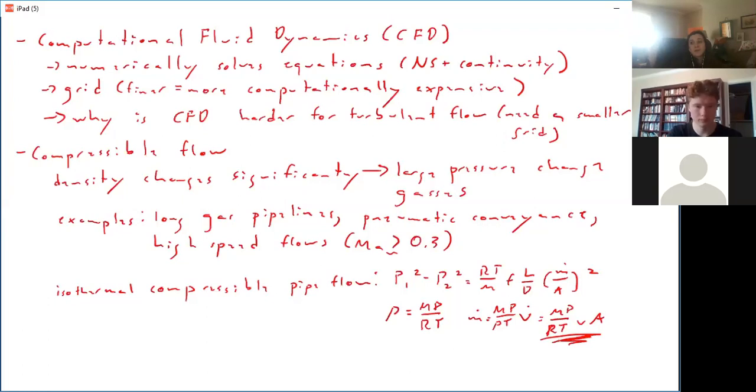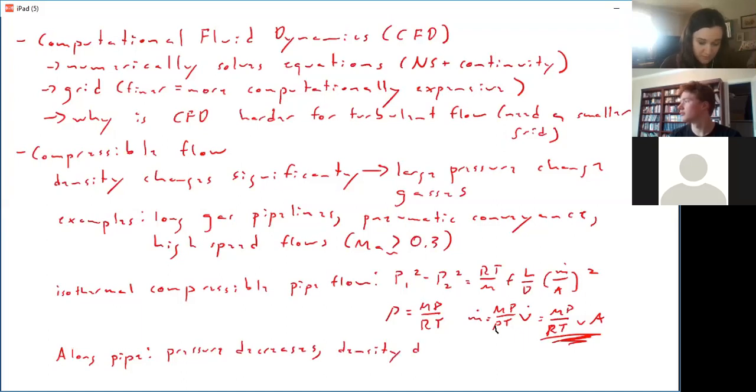We also talked about what this means. So if you're going along a constant diameter pipe and it's compressible flow, what will happen to velocity? It will increase, and the reason why is because pressure will decrease just from friction. And so what happens to density? It also decreases, and so velocity increases in order to keep mass flow rate constant, conservation of mass.